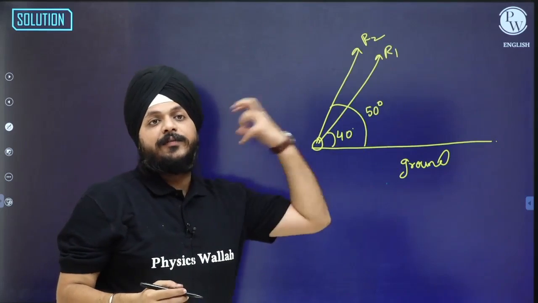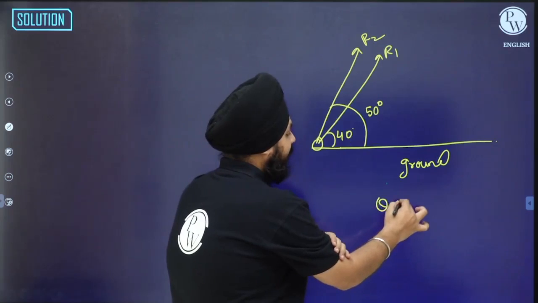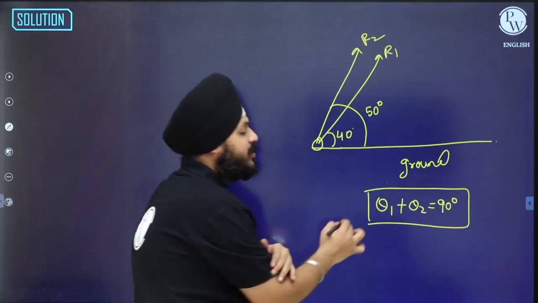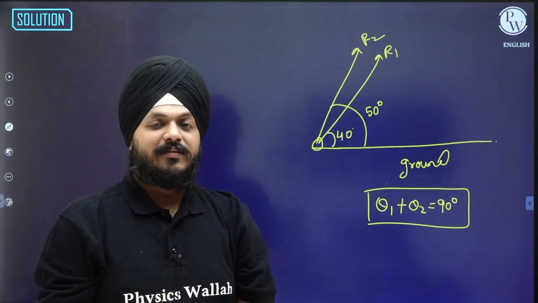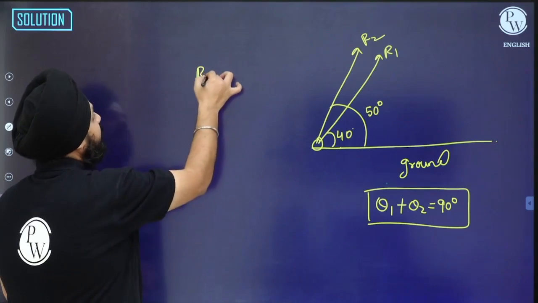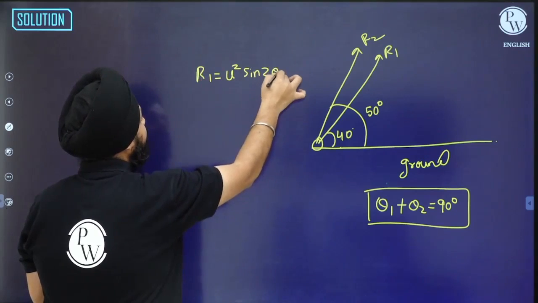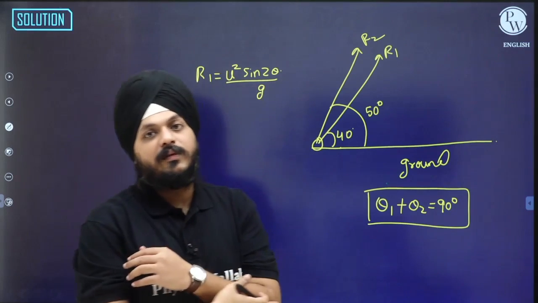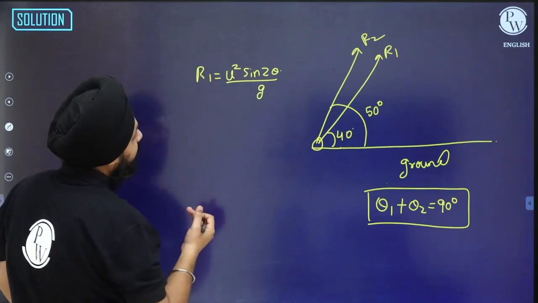Now see, whenever we have this kind of relation, you can see 50, 40, 50, 40. Theta 1 plus theta 2 is 90 degree. Whenever this kind of situation arises, we have specific assumptions for that. First of all, I'm going to solve this question and will give you the sense for this concept. Suppose, what is the formula of range? That is equal to u square sine of 2 theta by g. This is the formula of the range.